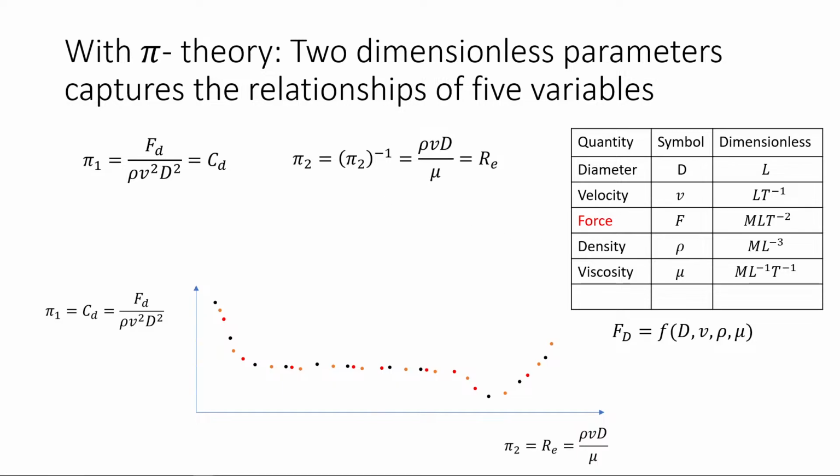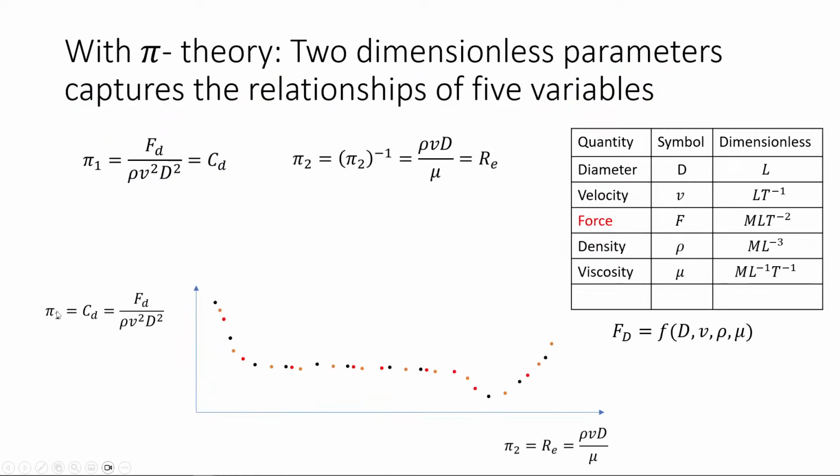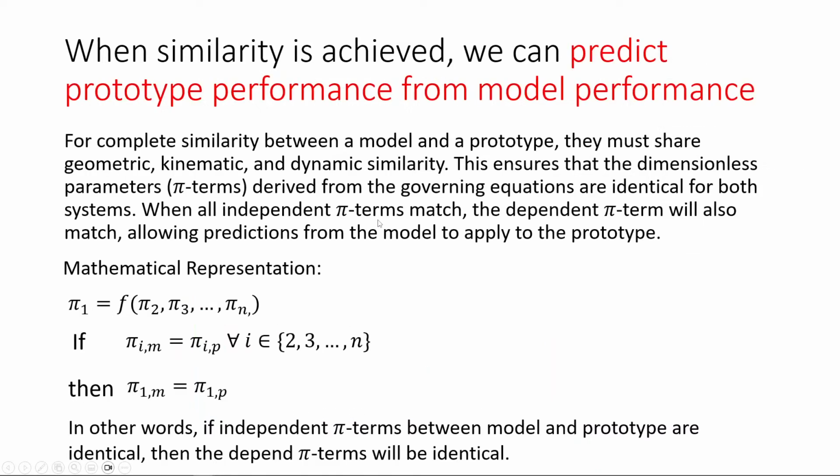So again, these are basic concepts that you need to understand. If you need more details, you can go back to the original video. But once I have these two non-dimensional parameters, so what? If similarity is achieved, we can predict the prototype performance from the model performance, which is basically what pi theorem is about.